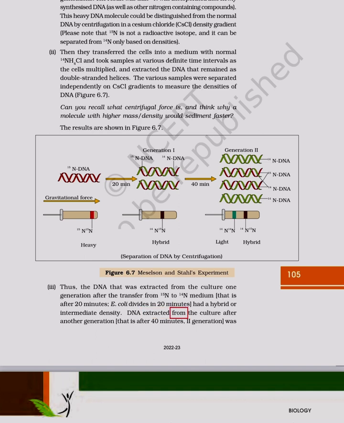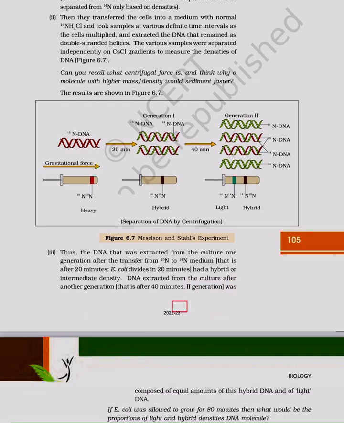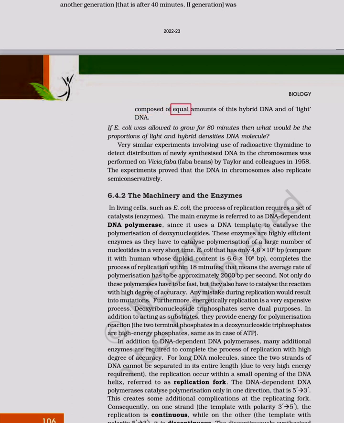DNA extracted from the culture after another generation, that is after 40 minutes, the second generation, was composed of equal amounts of this hybrid DNA and of light DNA. If E. coli was allowed to grow for 80 minutes, then what would be the proportions of light and hybrid density DNA molecules?